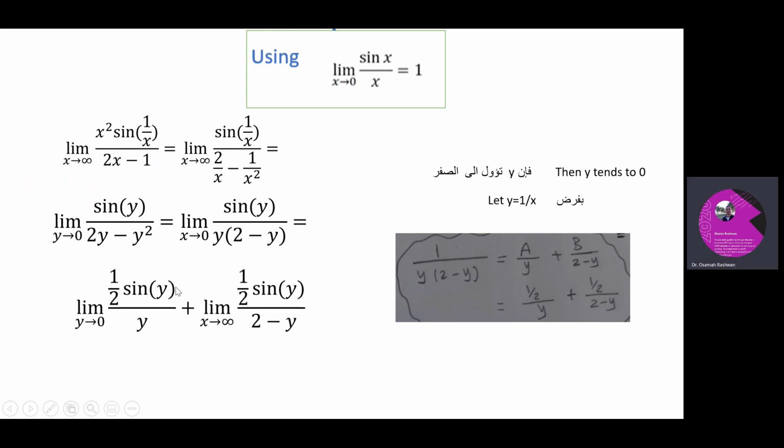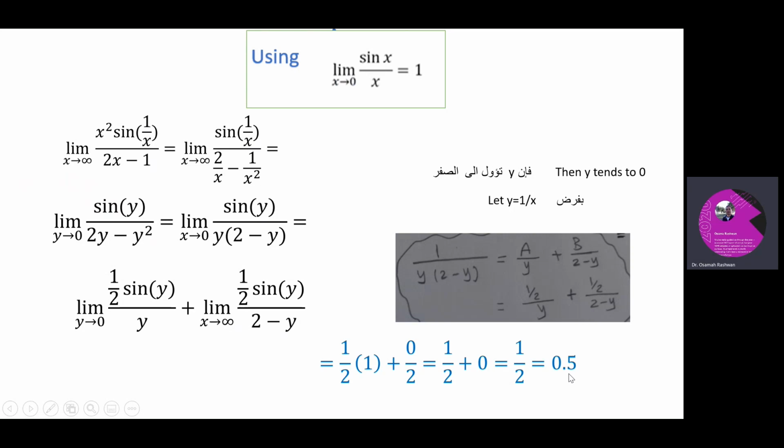Now I split this one and I get back the sine y. So I have A over y times sine y plus B times sine y over 2 minus y. A is half, B is half. Now this limit, sine y over y as y tends to 0, uses the special limit, right? So I have half times 1. And when I substitute sine 0, it will be 0, and 2 minus 0 is 2, so I have half times 0 over 2, which is 0. So I end up with half plus 0, which is half.